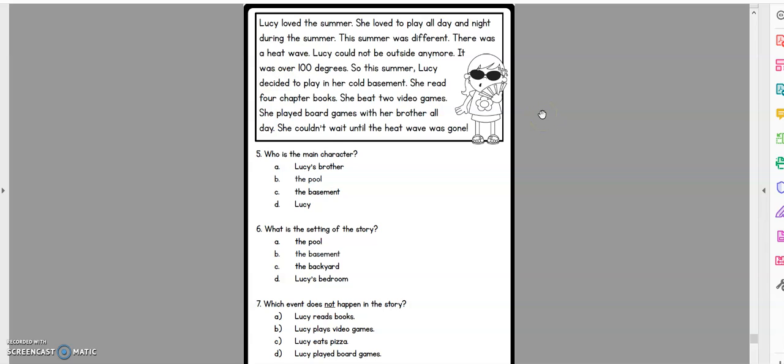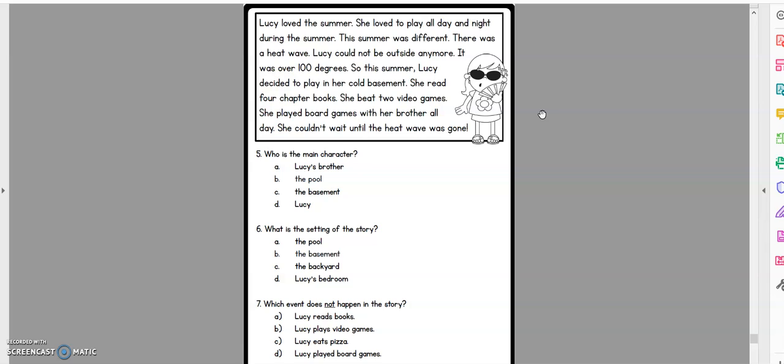Lucy loved the summer. She loved to play all day and night during the summer. This summer was different. There was a heat wave. Lucy could not be outside anymore. It was over 100 degrees. So this summer, Lucy decided to play in her cold basement.